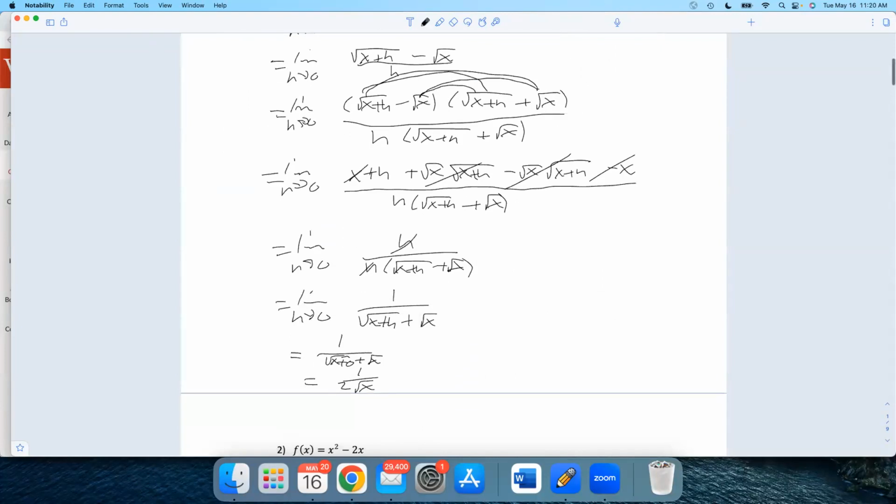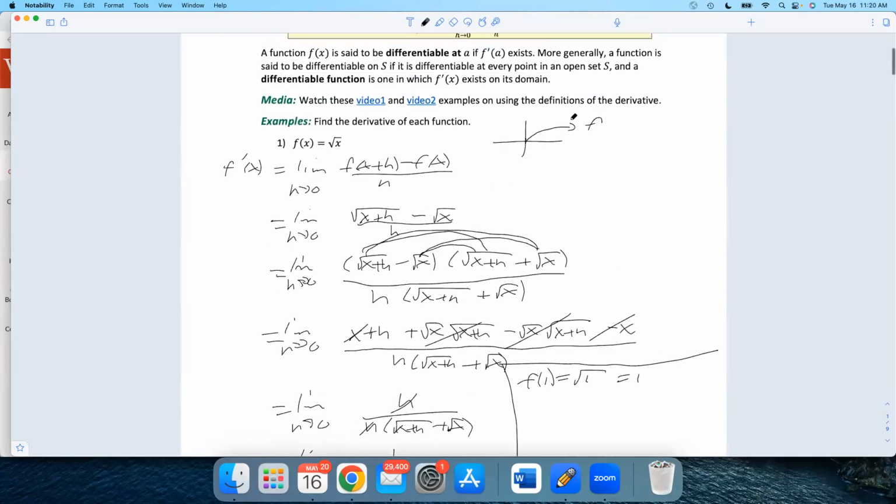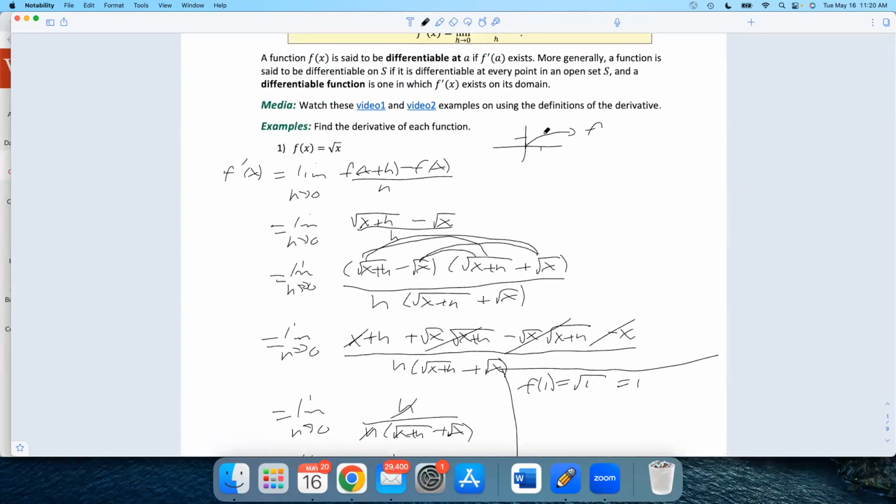So for example, it's not part of the problem that was asked, but f of 1, for example, will be square root of 1, which is just 1. So that's that point right there.